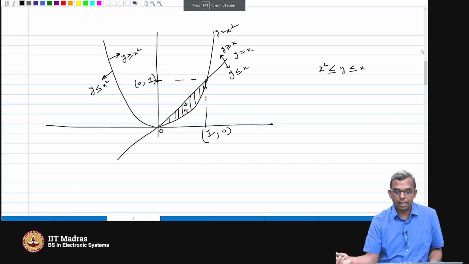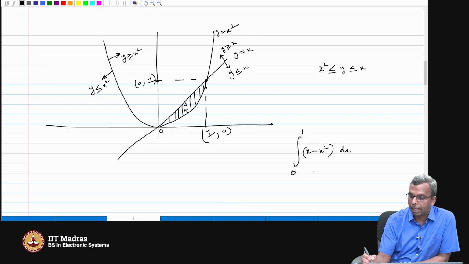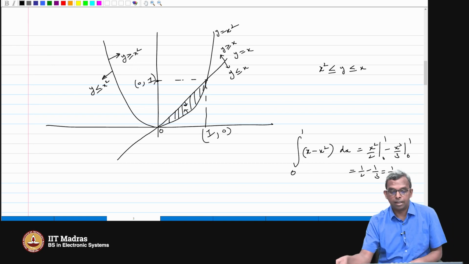So, I need the area of this region. So, I am going to integrate. Look at the limit x equal to 0 to 1, and x comes on top and x square comes on this side, and you have to do dx. So, this is something you have to calculate. This will just be x squared by 2 between 0 and 1 minus x cubed by 3 between 0 and 1, and that is just 1 by 2 minus 1 by 3, and that is 1 by 6. Okay, so, that is the answer.